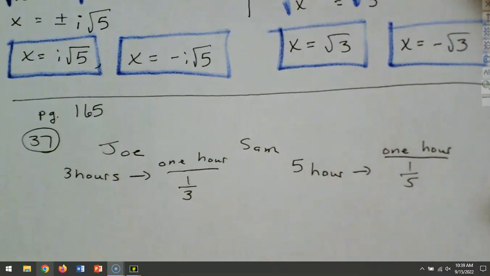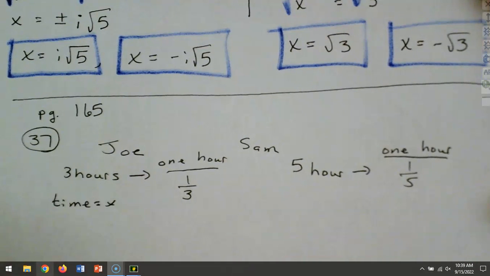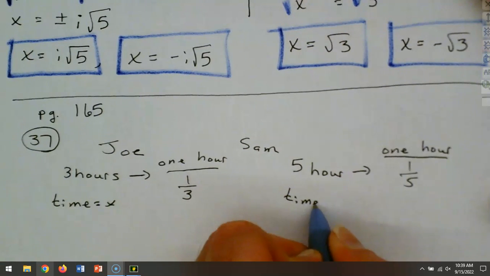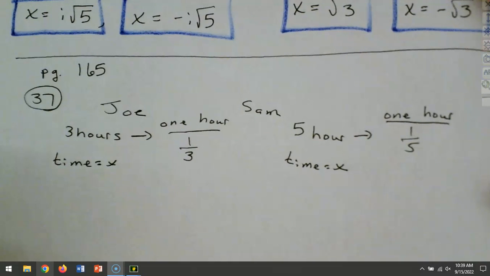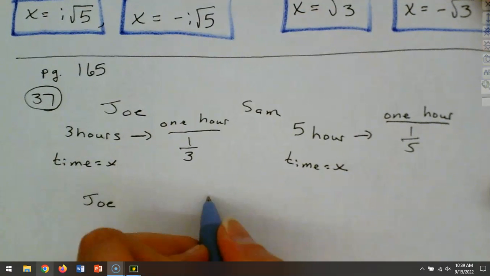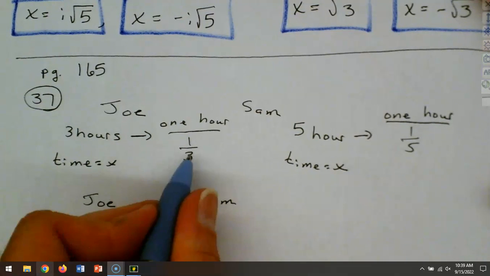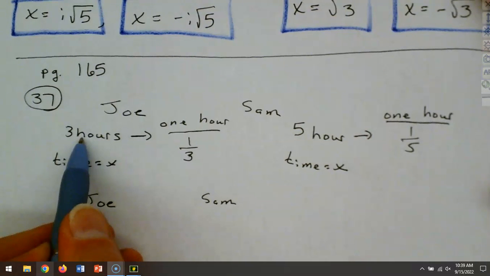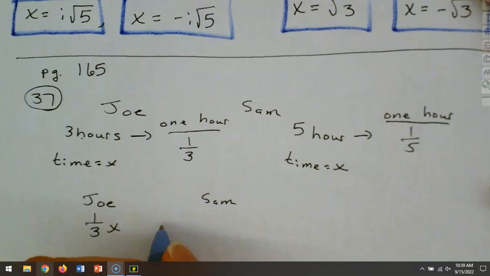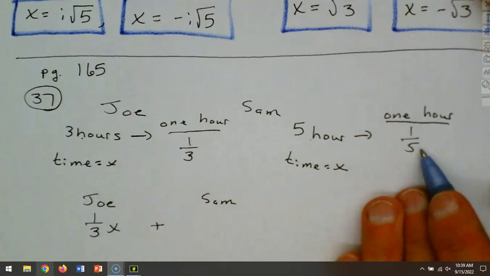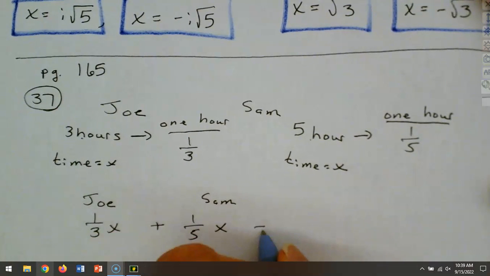Now we put them together. And we don't know our time, so our time is going to be the unknown, and that's our variable x. And now we multiply these together. We've got Joe, and we've got Sam. For Joe, we use our fractional conversion here. So 3 hours means we did 1/3 in an hour, so that's 1/3 x. Sam, 5 hours, he does 1/5, which is less. So that's 1/5 x, and it always equals 1.